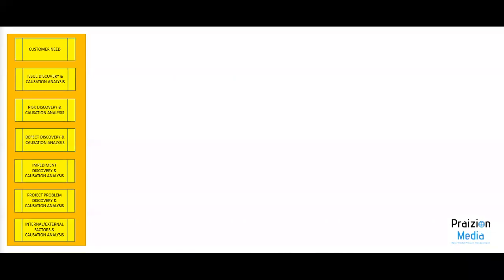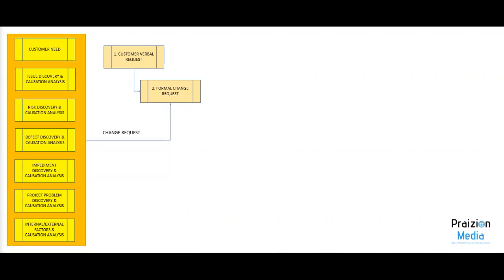Now, this change request could be either generated by a customer or generated as a result of the things in the orange box. Now, it starts off usually with a verbal request when generated from the customer, and that needs to be documented formally. So there needs to be a formal change request. You could also get a formal change request generated from any of the options I showed you, from a customer need all the way down to internal and external factors causing change. Step 3 is to enter that change request into a change log.